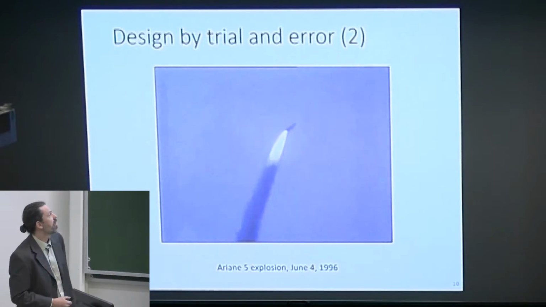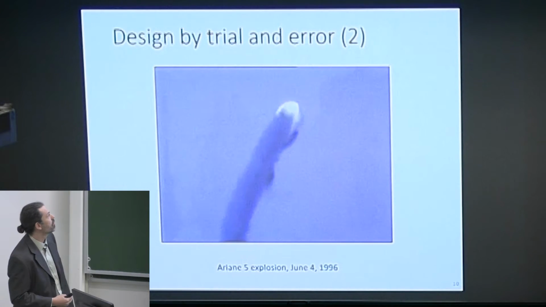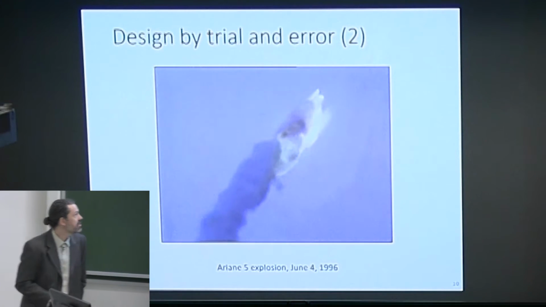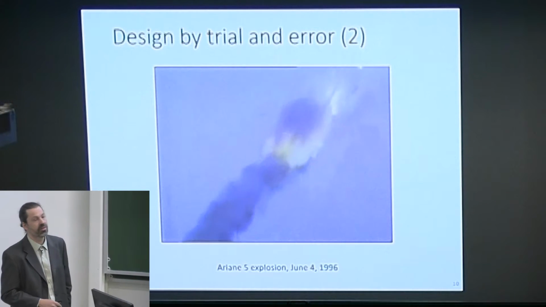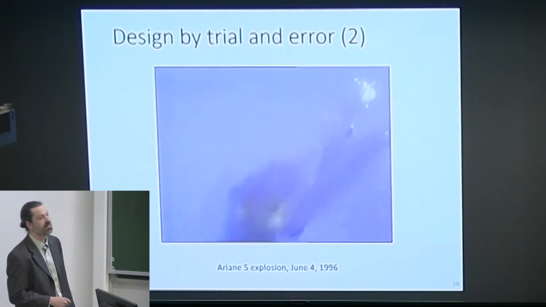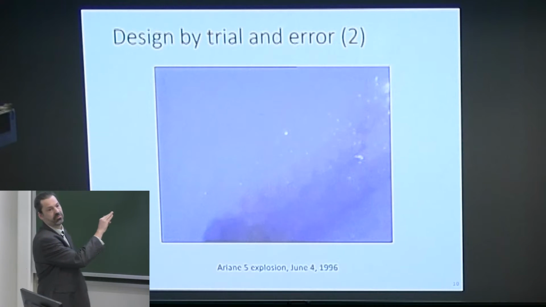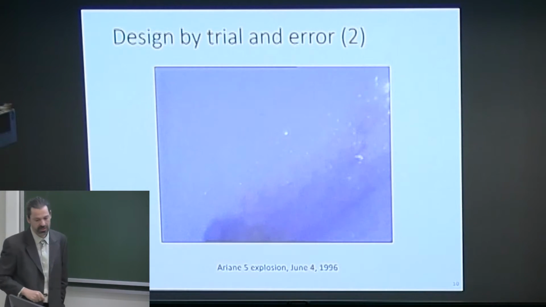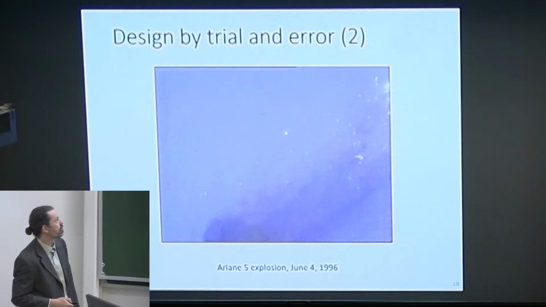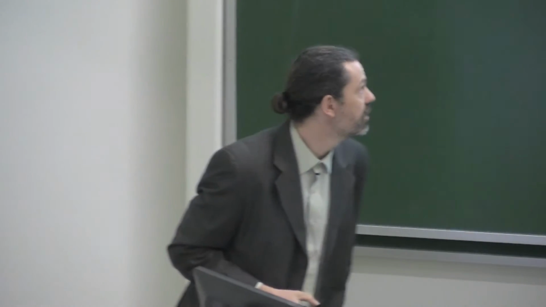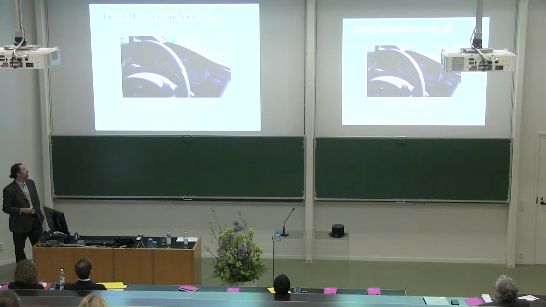This is a more relevant and more recent example as well. This is the explosion of the Ariane 5 rocket back in 1996. And this was really something due to software. So a software bug caused the rocket to self-destruct, in fact, after going out of trajectory. And this is a more recent example. This is a video that you can find on YouTube. This is about a year old, a year and a half.